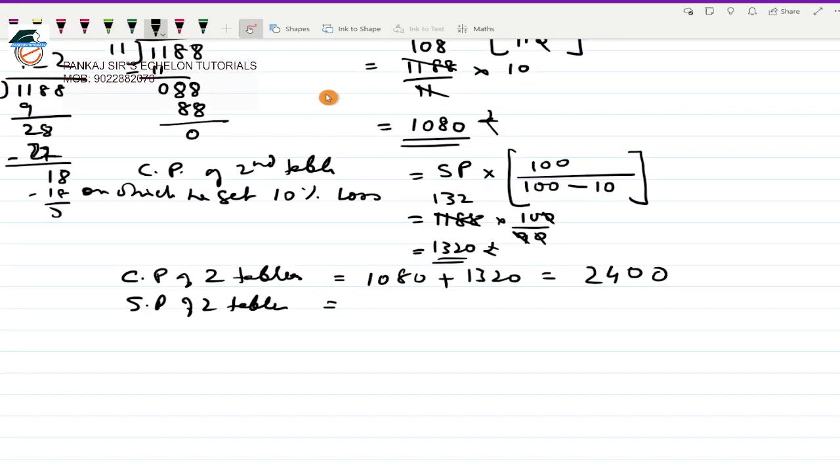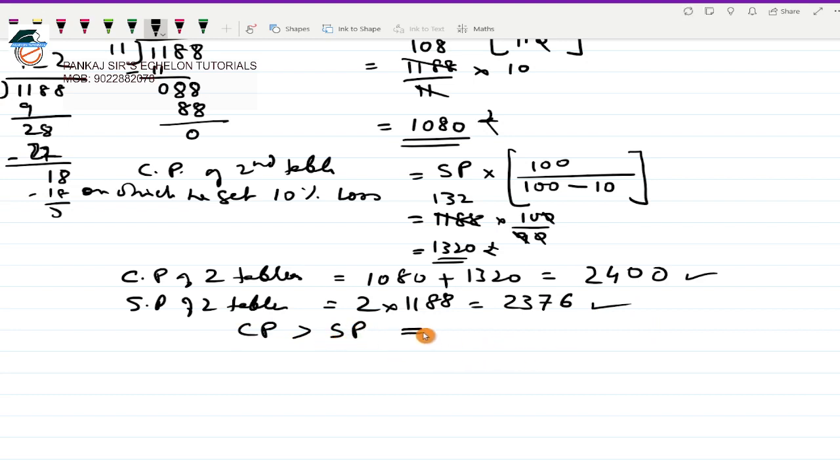So let us work out that. So it will be 1188 into 2. 2 times 1188. 8 2s are 16. 1 carried, 8 2s are 16 plus 1, 17. 1 carried, 2 1s are 2 plus 1 is 3. And then 2 1s are 2. So 2376 is the selling price of two tables. Now can you see here, this cost price is slightly bigger than the selling price. The cost price is greater than the selling price. When the cost price is bigger than the selling price, this means that there is a loss that is incurred. Okay, in the transaction there is a loss that has happened.